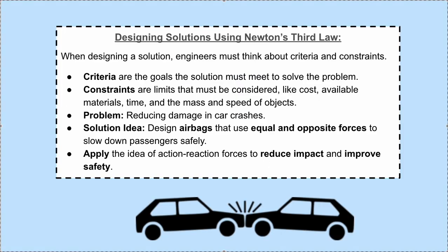This law is often used to solve real-world problems. Think like an engineer. If your goal is to design something safer, like a car that protects passengers during a crash, you have to consider criteria and constraints. Criteria are what the design must do, like protect people. Constraints are the limits you have to work with, that you have to consider, like cost, available materials, time, and the mass and speed of objects.